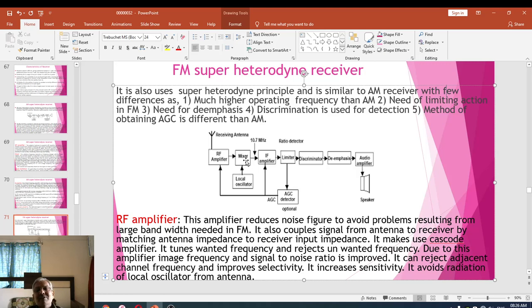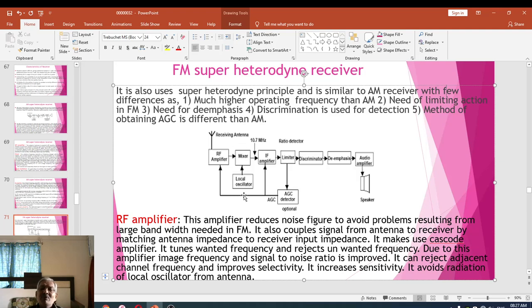In the mixer, after adopting the superheterodyne principle, at the output it generates four frequencies. One is the received signal frequency, second is the local oscillator frequency, third is the sum of both frequencies, and the next one is the difference of both frequencies. We are interested in the difference of both frequencies. That difference we call the intermediate frequency. It produces that intermediate frequency as 10.7 megahertz.